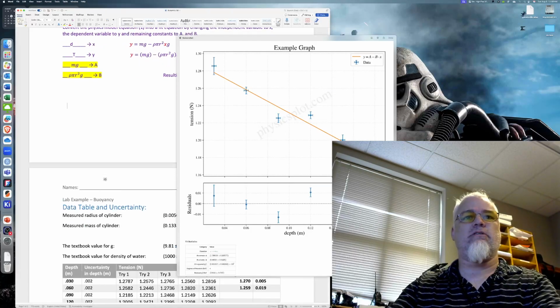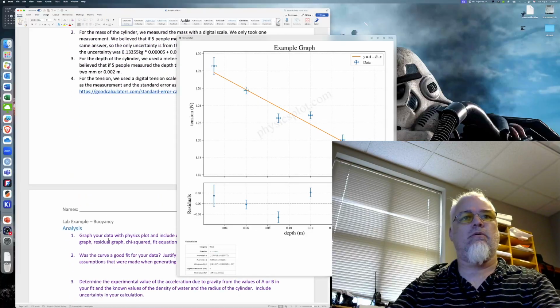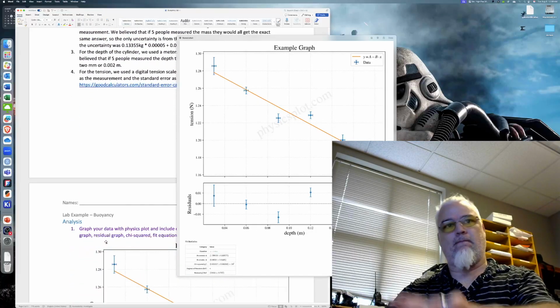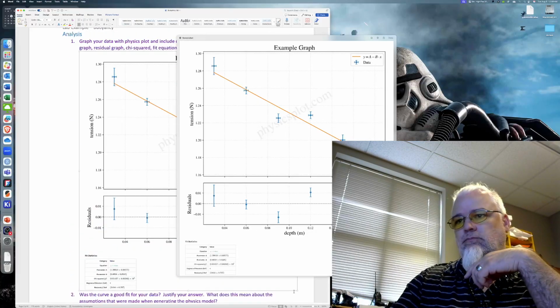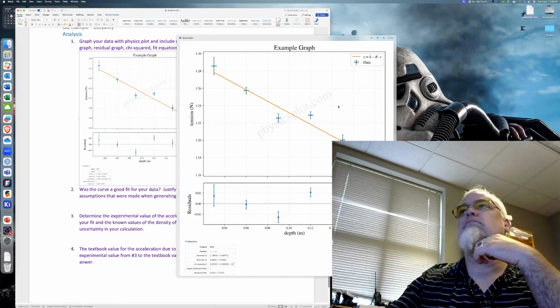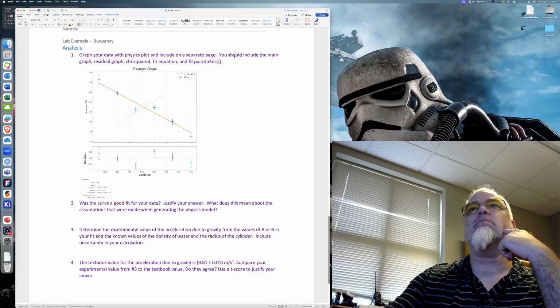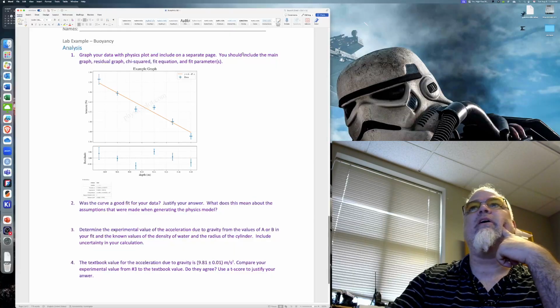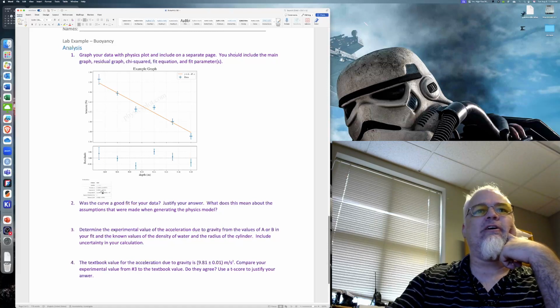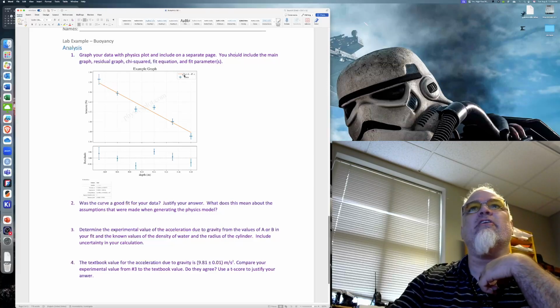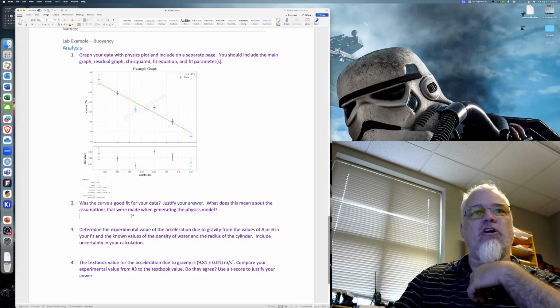And paste it into my lab report. So we've done this. We've made our graph. It includes the main graph, the residual, and then down here is all of the chi-squared and fit parameters and stuff. And up here is the fit equation. Okay, was the curve a good fit?